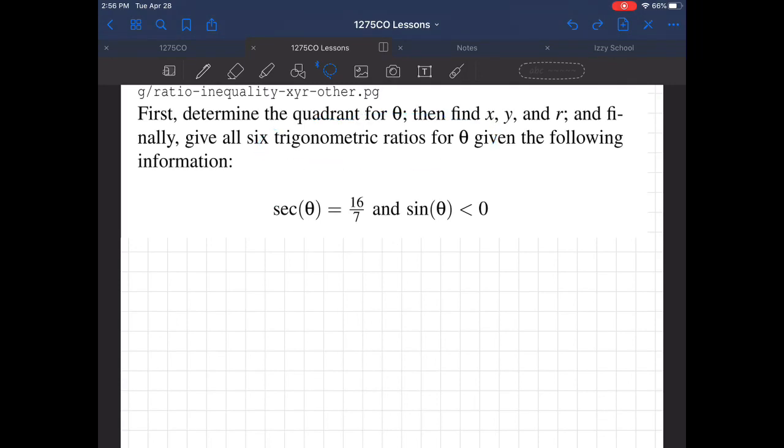Right, we can use the inverse trig function to actually find the value of theta, but we actually don't need to, so I'm not going to go that route. The first thing here that we are told is secant is equal to 16 over 7.